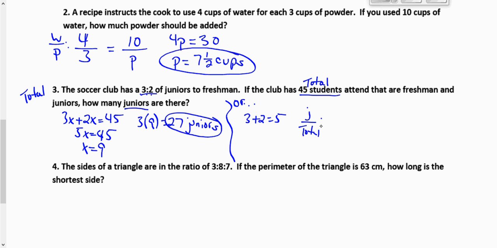3, right? Over a total of what? 5 needs to equal. Okay, on the other side, they gave us a total of 45. Where does that go? Right bottom. And what goes above it? Well, we can use it. Let's use a J for juniors.